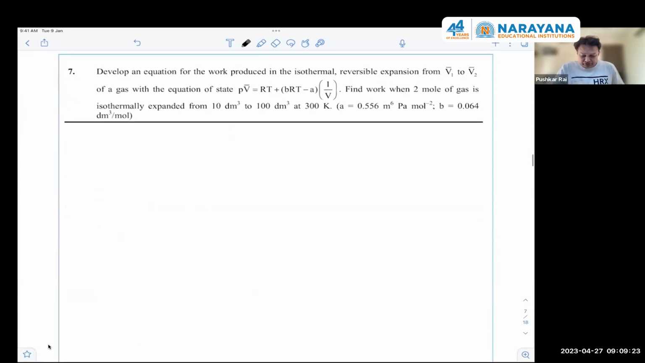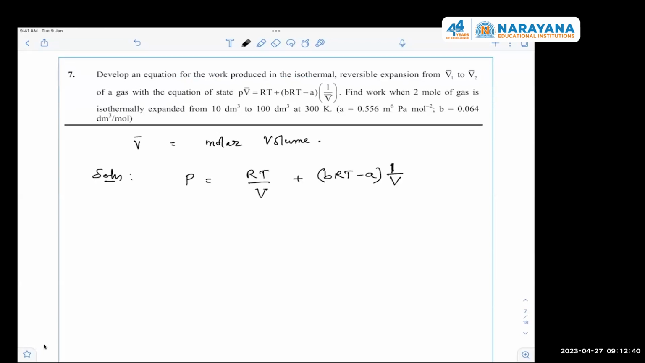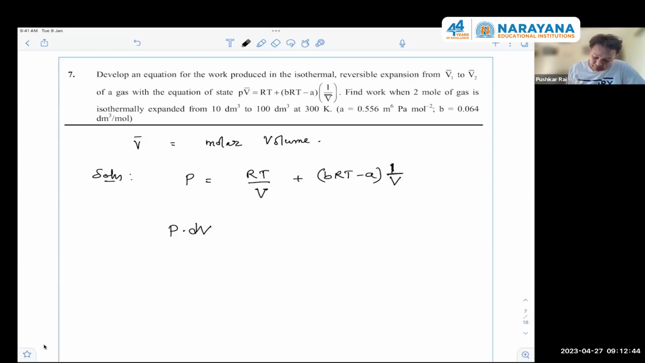Let us try this question. Develop an equation for work produced in an isothermal reversible expansion from V1 to V2. There is a slight correction you can take here: V bar also, and V bar is the molar volume. So the idea is you have to write P dV and integrate. The only challenge in this is the number of moles.